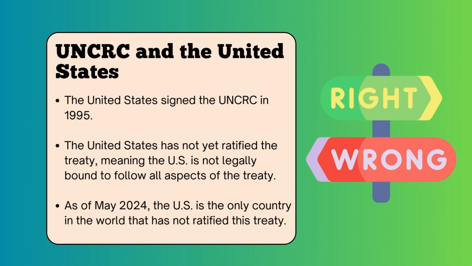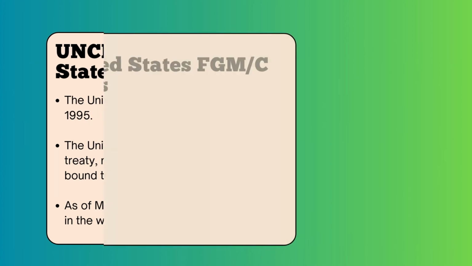The United States signed the UNCRC in 1995. The United States has not yet ratified the treaty, meaning the U.S. is not legally bound to follow all aspects of the treaty. As of May 2024, the U.S. is the only country in the world that has not ratified this treaty.